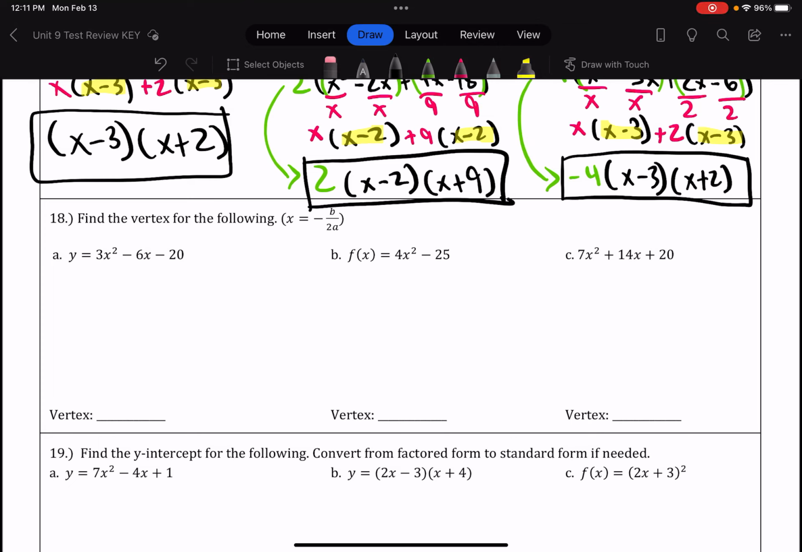Hey guys, it's Miss Adams, and we're still looking at the Unit 9 test review. Let's start at problem 18.